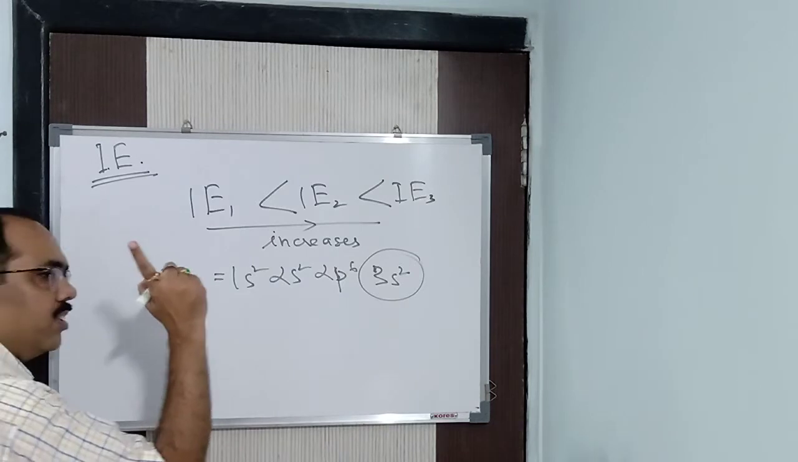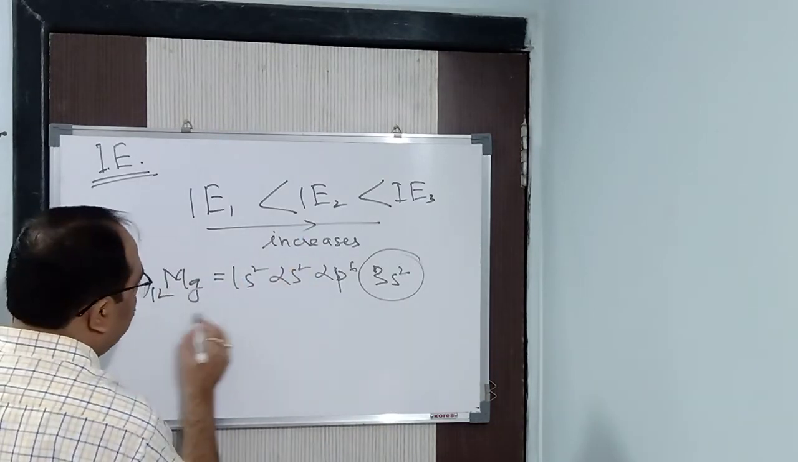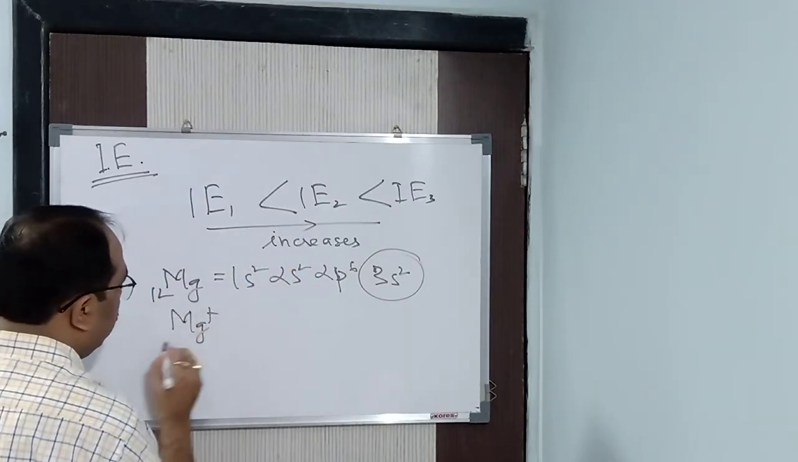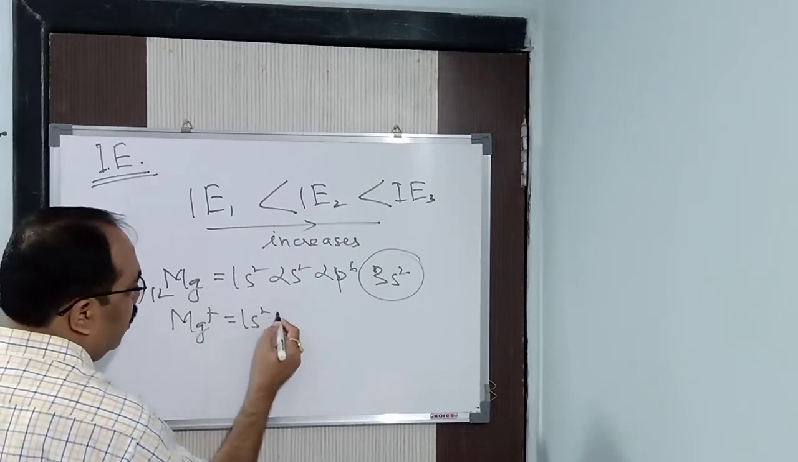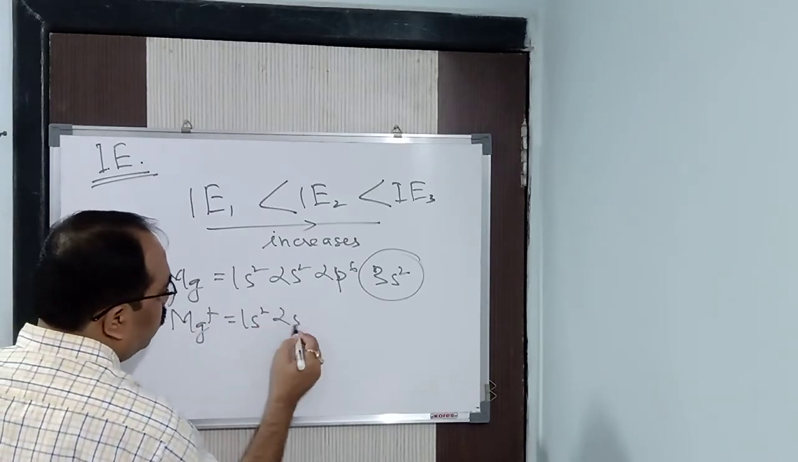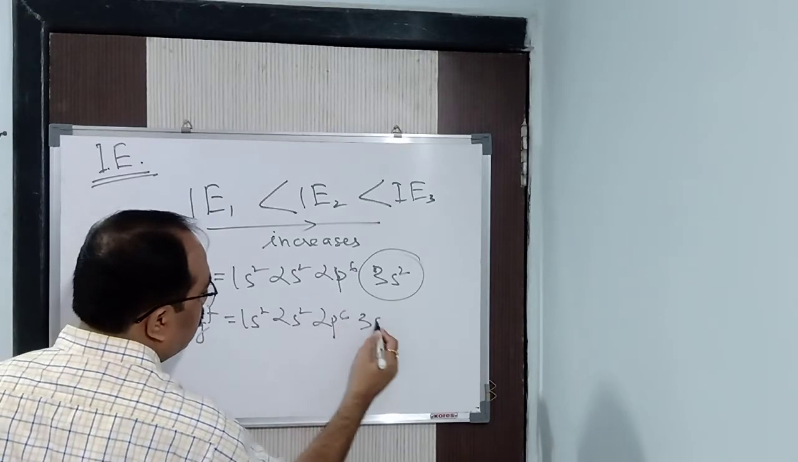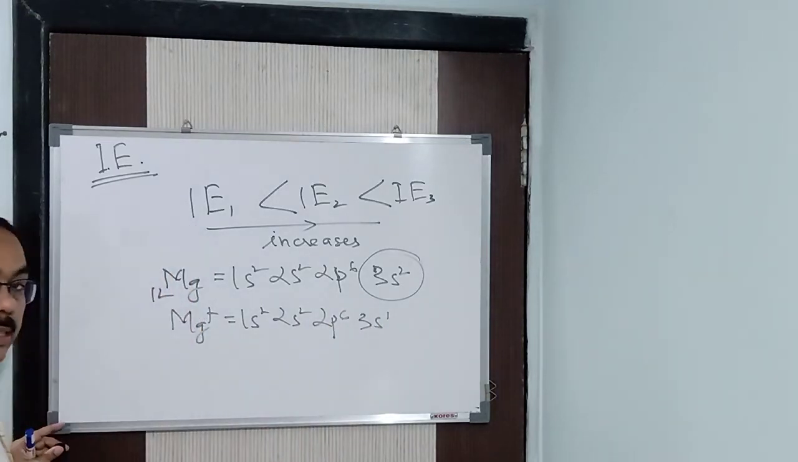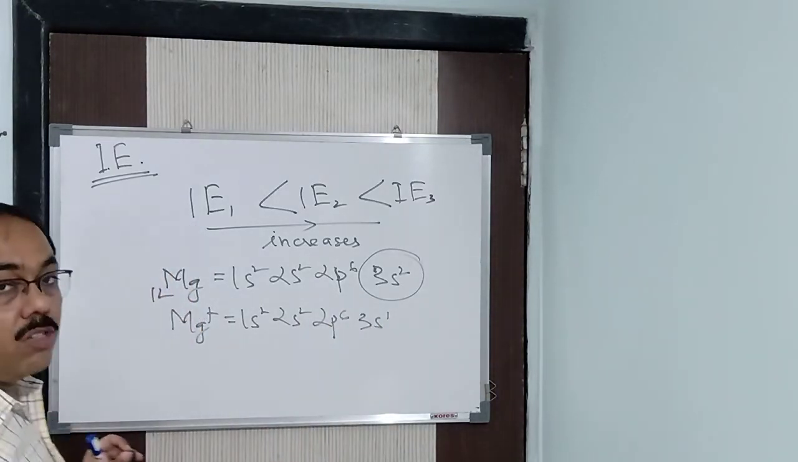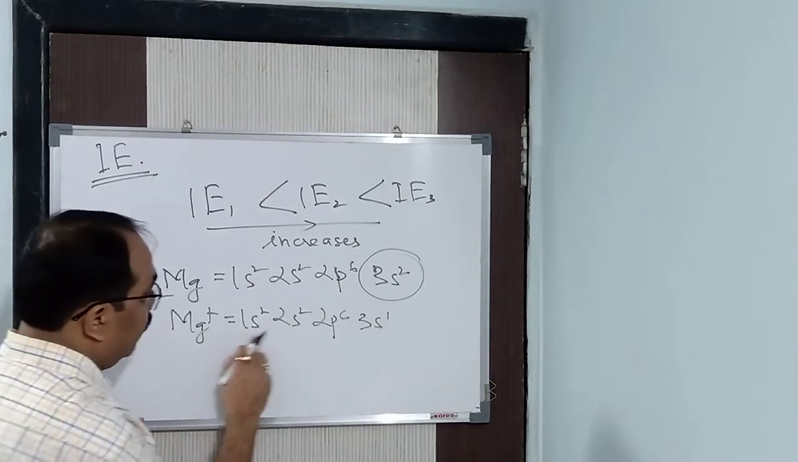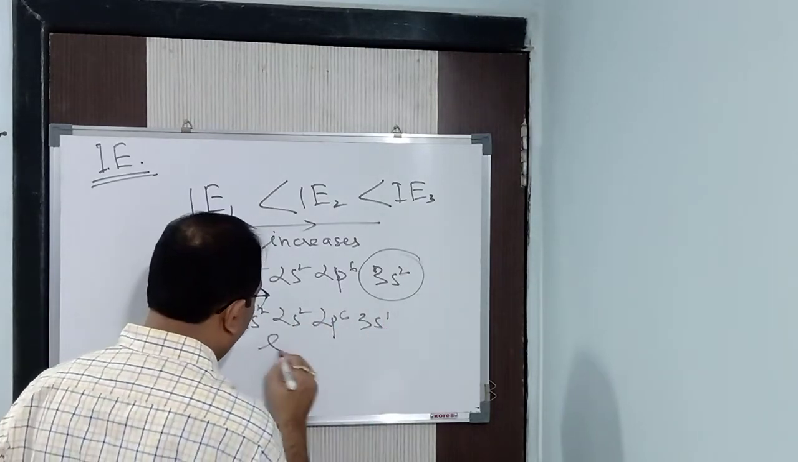Let us say I am removing the first electron now. So it forms Mg plus, isn't it? What is the electronic configuration now? 1s2, 2s2, 2p6, 3s1. In the outermost shell, how many electrons are there? 1. So the total number of electrons is 6 plus 4, 10, and 1, 11.